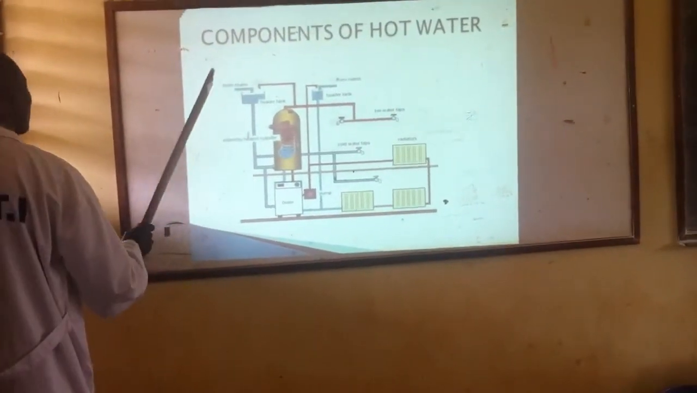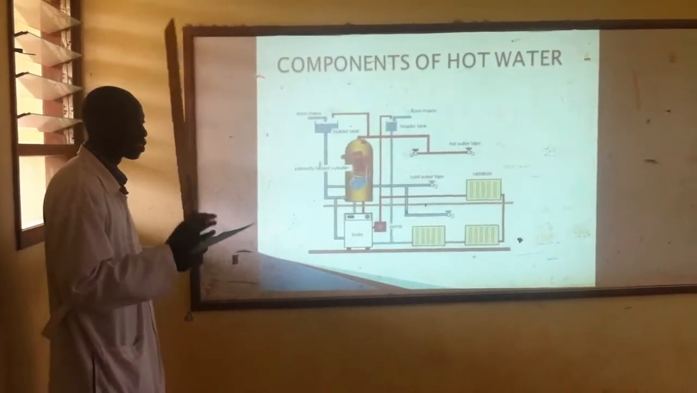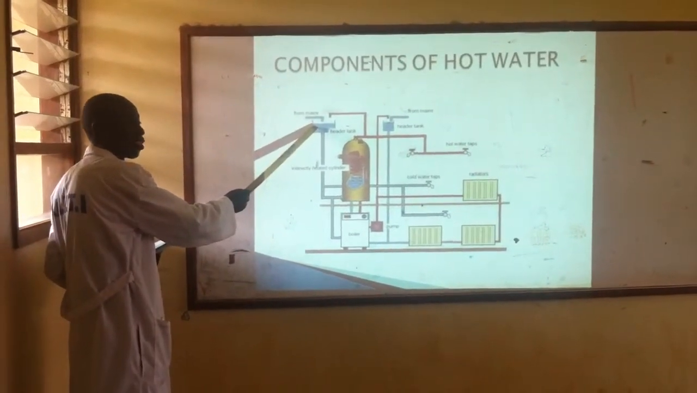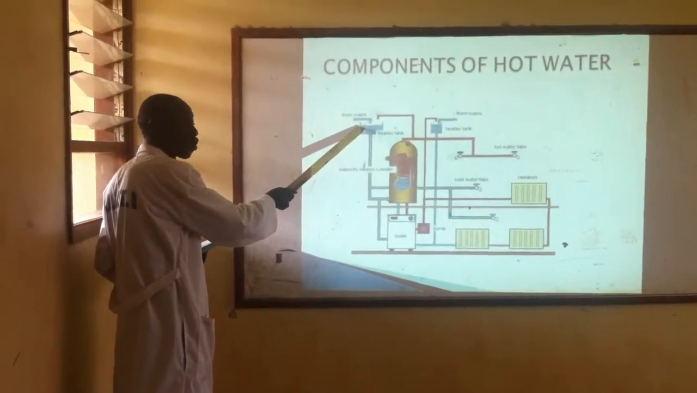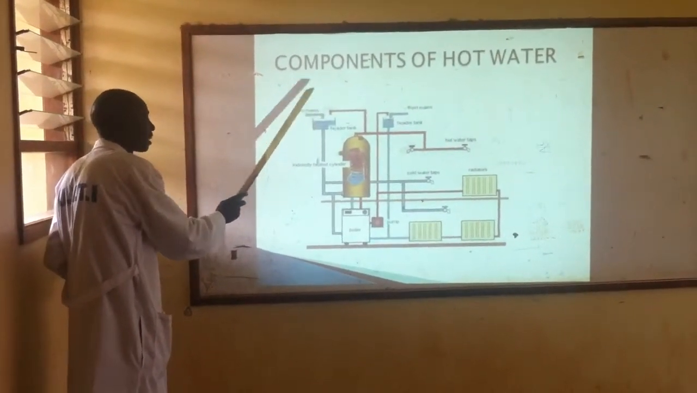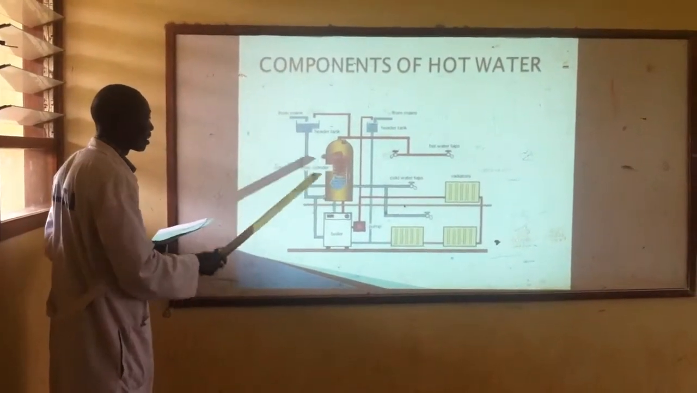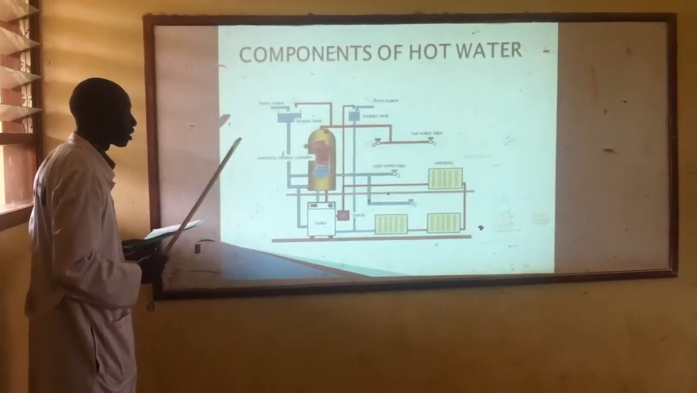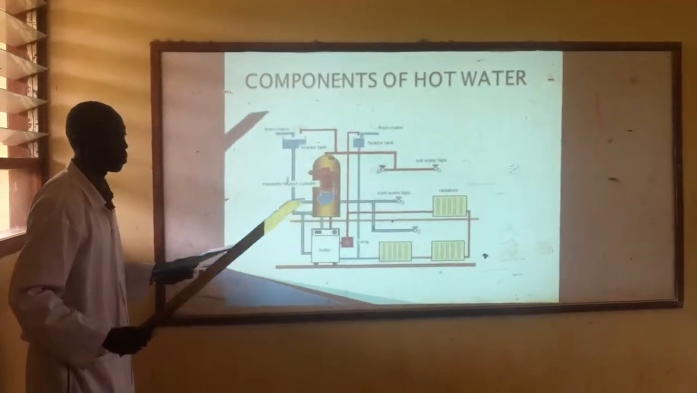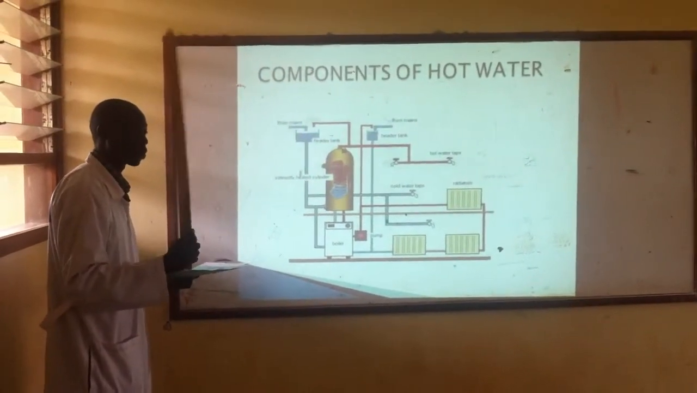Now, when we are talking about the components of hot water, those three are a must. This is a header tank storing what? Cold water. Without a header tank, we are seeing the blue lines, those blue lines are discharging cold water. But this one now is taking us to what you call indirect hot water supply.